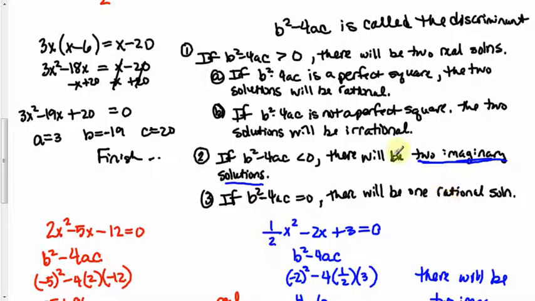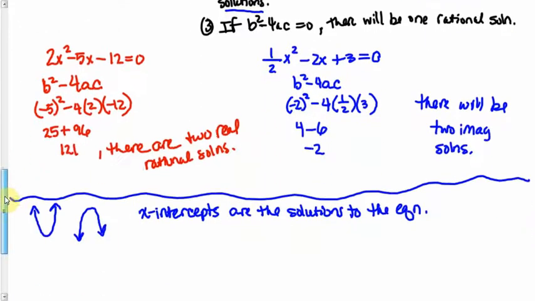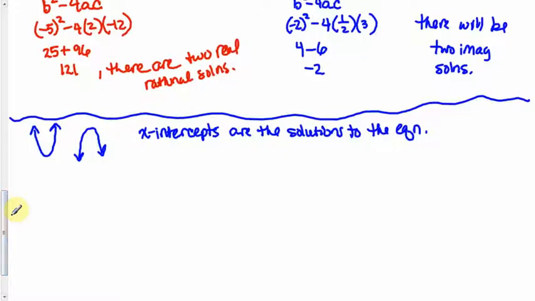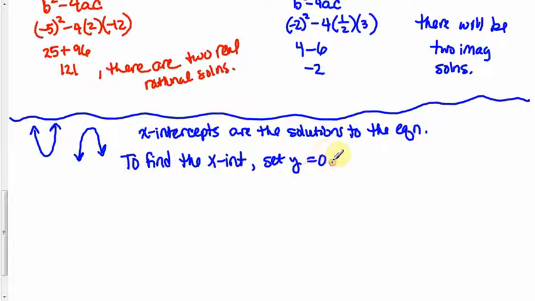Okay? So those are the same scenarios here. We're just talking about them now in graphical form. Now, to find the x-intercept of a graph, without solving the equation, to find the x-intercept, you will set the y variable equal to 0.